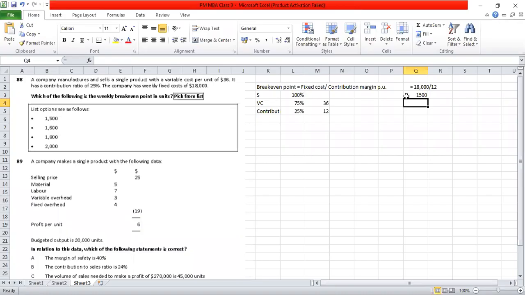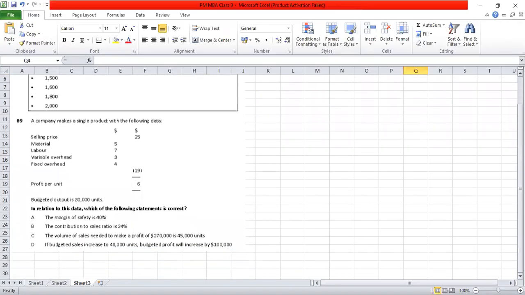Next one, 89th question. A company makes a single product with the following data. Selling price is given, material, labor, variable overhead, and also fixed overhead. So total cost is 19 per unit and the profit per unit is 6. Budgeted output is 30,000 units. In relation to this data, which of the following statements is correct?